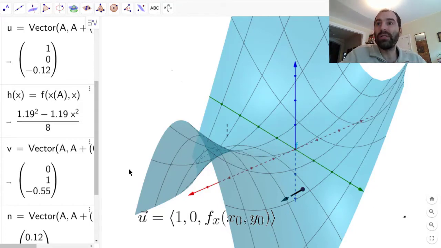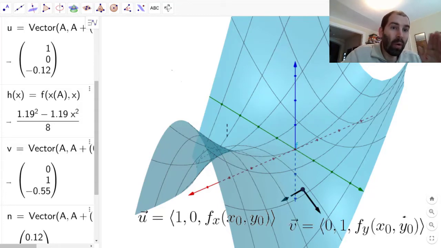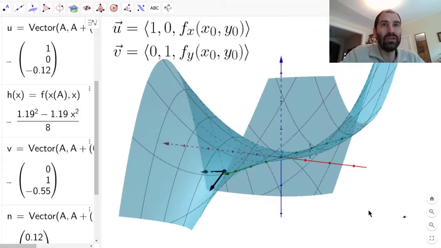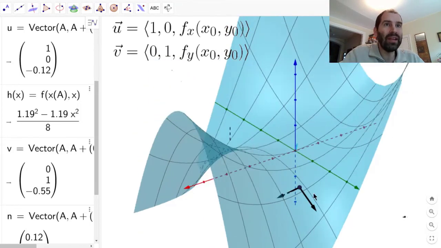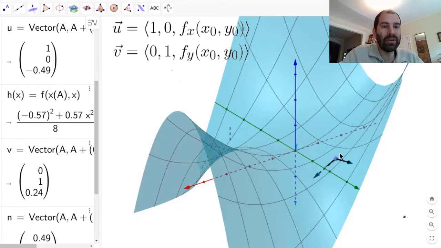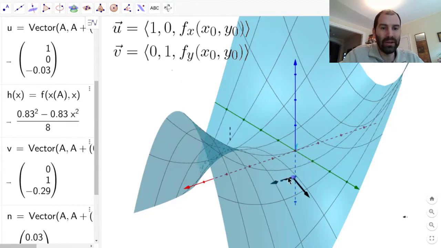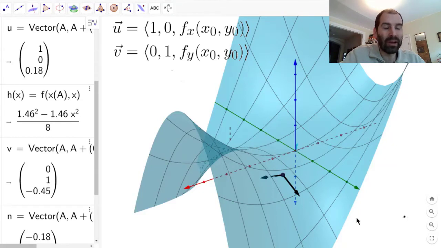Okay, then we'll also get another vector in the y direction. All right, so this points 1 in the y direction, 0 in the x, and then the amount that it points in the z direction is the y derivative of the function at the point. So you can see we have these two vectors, and we can do this at any point. No matter where we put this, we can get these two vectors by computing these derivatives and putting them together like that. And then we said that by taking their cross product, we can get a normal vector. So there we are.